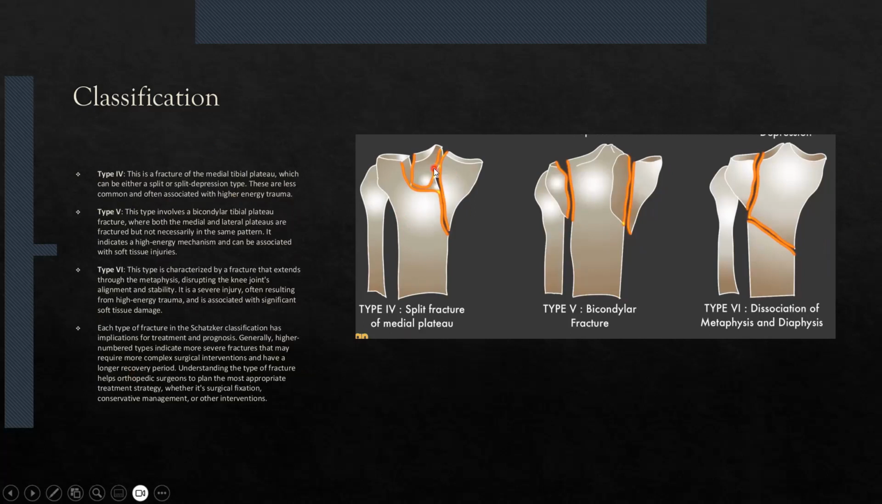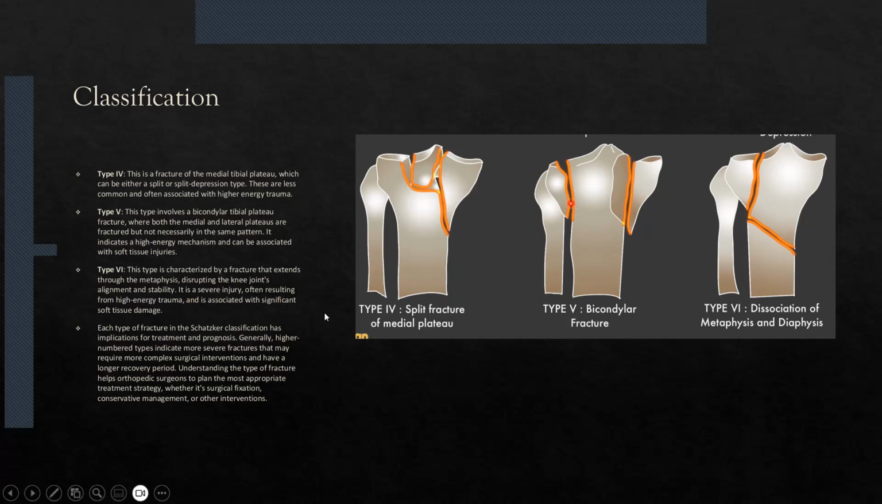Okay, so the one that we had seen earlier was actually a type 4, less common and associated with high energy trauma. Type 5 is bicondylar fractures. They don't necessarily have to be in this pattern, they're just bicondylar fractures. It's a high energy mechanism and is often associated with soft tissue injuries. Type 6 is a fracture that extends through the metaphysis. It disrupts the knee joint alignment and stability. It's a severe injury, often resulting from high energy trauma, and there's often significant soft tissue damage.